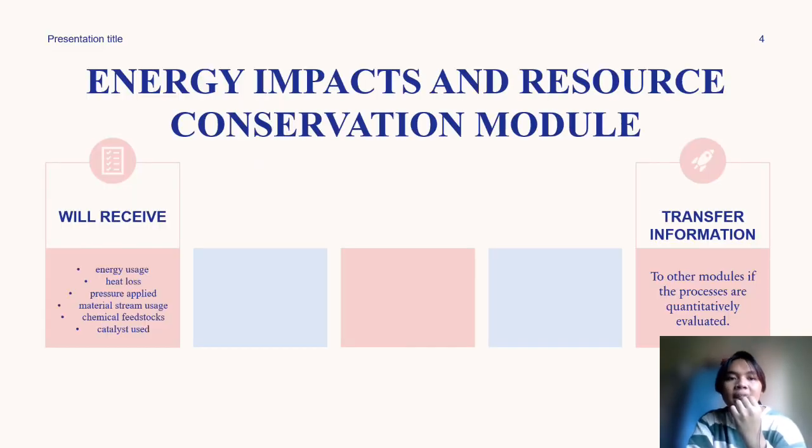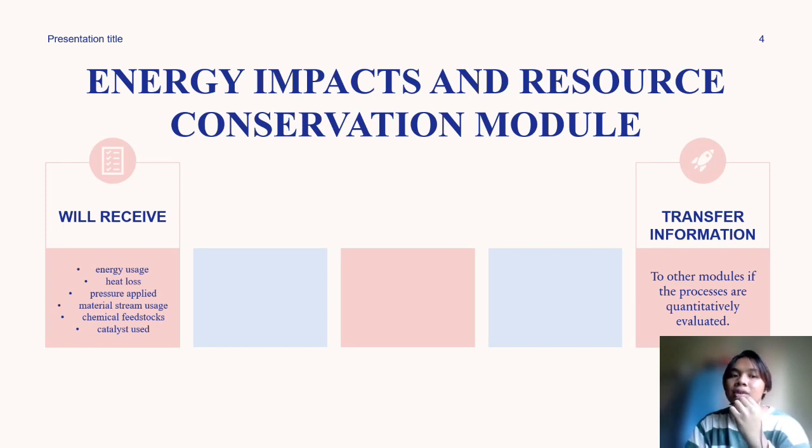The Energy Impacts and Resource Conservation modules are the modules that will receive information such as energy usage, heat loss, pressure applied, material stream usage, chemical feedstocks, and catalyst use. The relative effects of upstream processes on energy and other resource consumption are being focused on to be evaluated quantitatively.